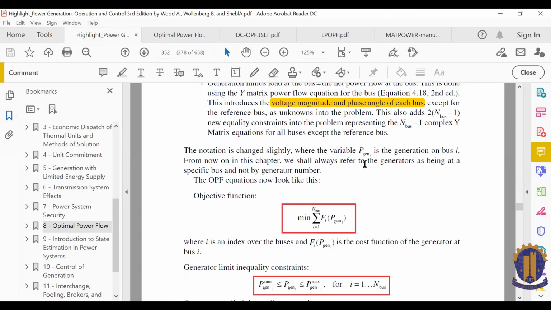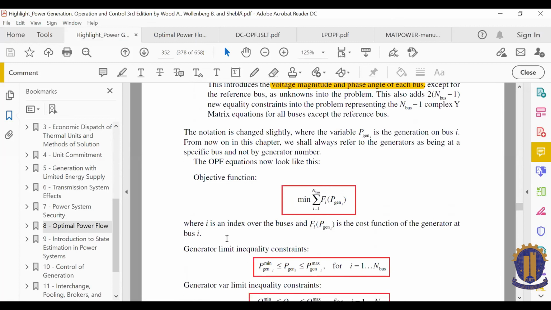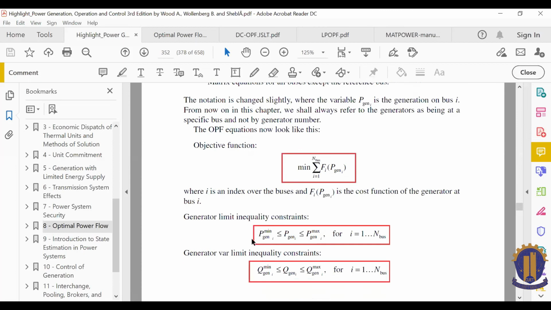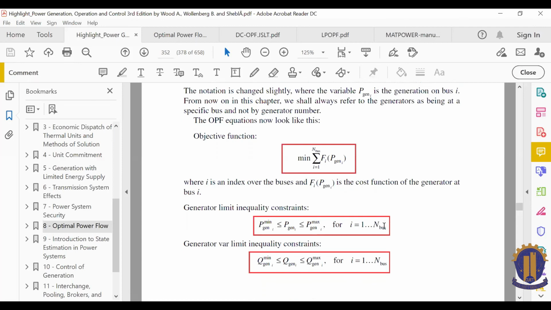Still, we have to minimize the cost function, for all generators indexing from I to N bus, those buses having generators. I is the index over buses and Fi(Gp, Gn, I) is the cost function of the generator at bus I. Generally, the limit inequality constraint, like previously, we will indicate here as OPF Ji, where I is the index for bus, for all I in the network up to n bus having generators.